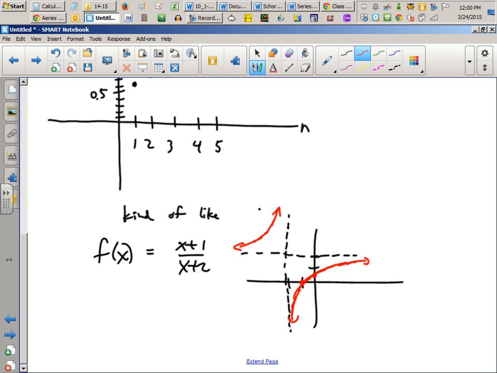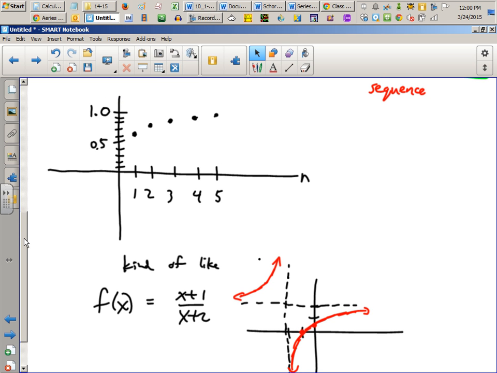This is a little bit different, isn't it? Not quite the same thing. If you wanted to compare the sequence graph and the graph with the domain of all real numbers, well, I guess you could say that your dots are right here, living on the red curve, but they're only part of the red curve. Okay? All right.